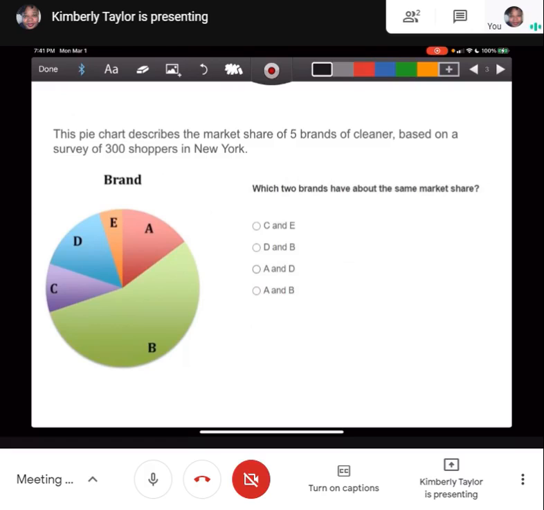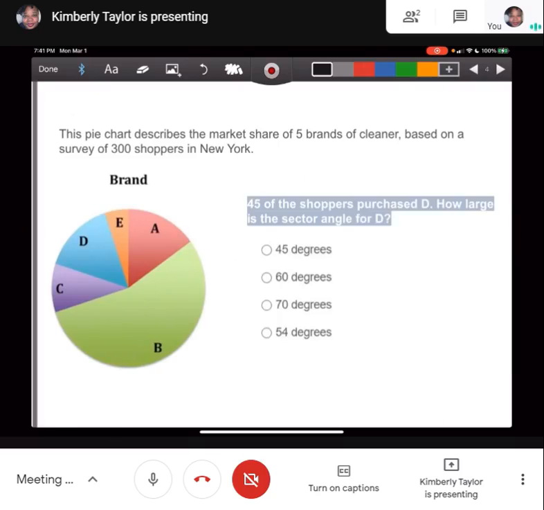With this, all you're doing is looking to see what looks like it's the same size. Clearly, there's nothing the same size as B. So anything with B in it, we can just get rid of. Now you're left with C and E and A and D. C and E are clearly two different sizes. A and D look about the same. So we're going to pick A and D. Okay, next question.